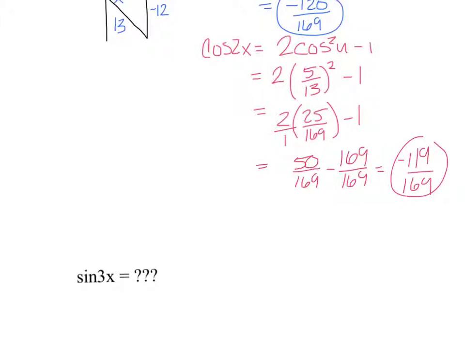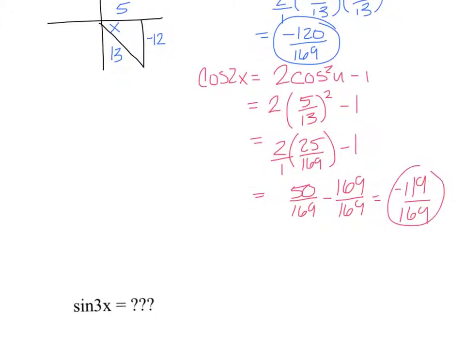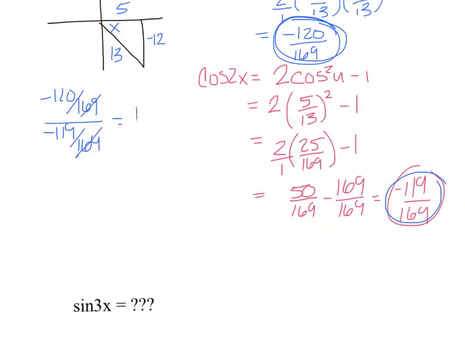And then we have to find the tangent of 2x. Now, one cheating method, it's not really cheating, but it's kind of brilliant, is to take the sine over the cosine, because that's tangent. And so that works out really nice, because negative 120 over 169 divided by negative 119 over 169, these guys cancel out, so you just get 120 over 119. And so that's tangent. Okay?